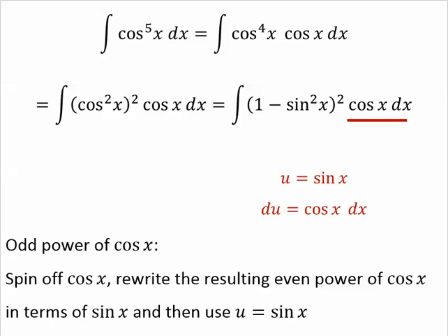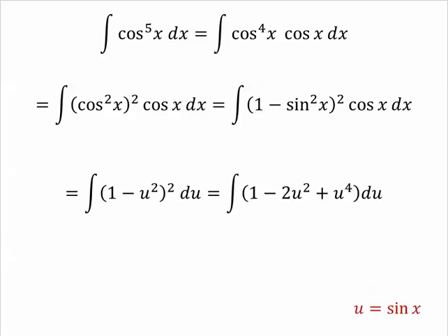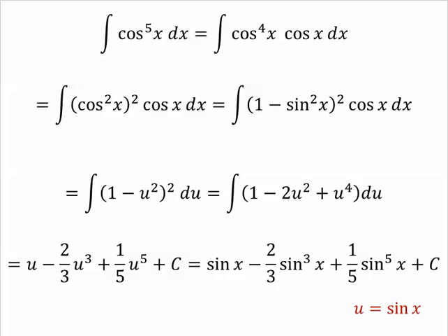Instead of cosine x dx, put in du, and instead of sine, put in u. So instead of sine squared, I have u squared. Now notice that I have 1 minus u squared, and that's being squared, so you have to go ahead and do that multiplication. After you do that, you're all ready to integrate, and the integration is pretty straightforward. After you integrate, substitute back, and you're all done. Like I said, I really like odd powers. I think they're fun and, for me, a little bit easier than the even powers.